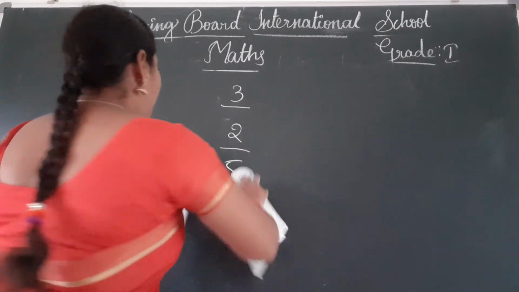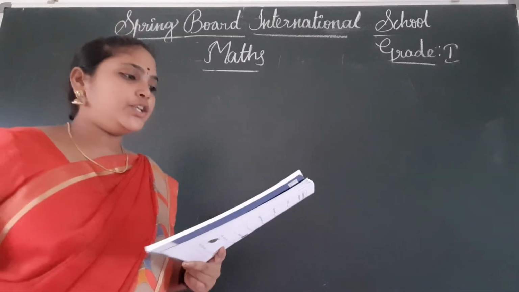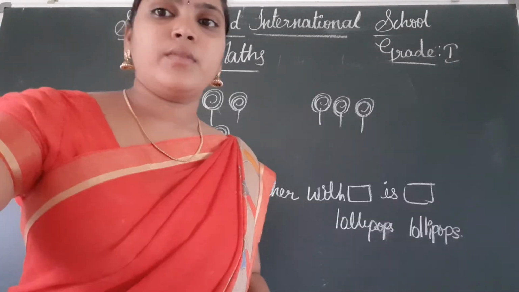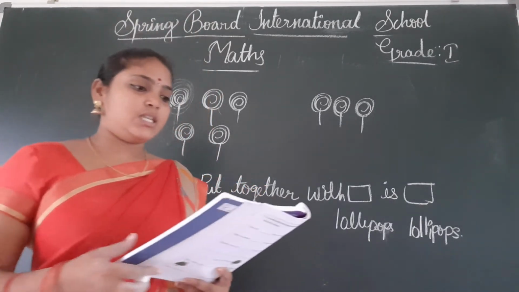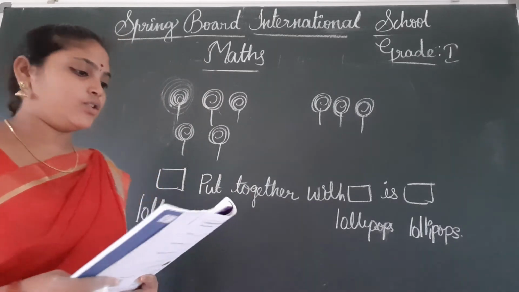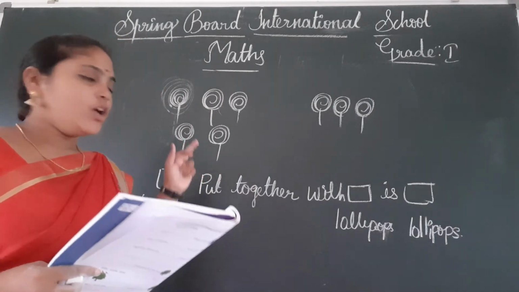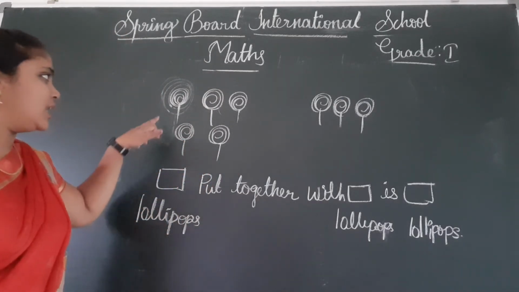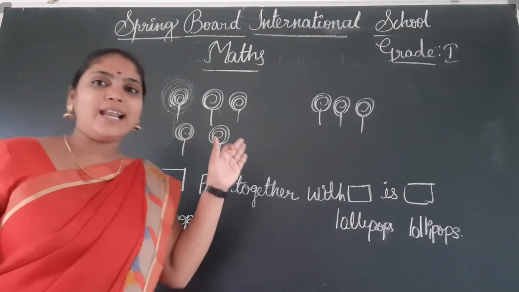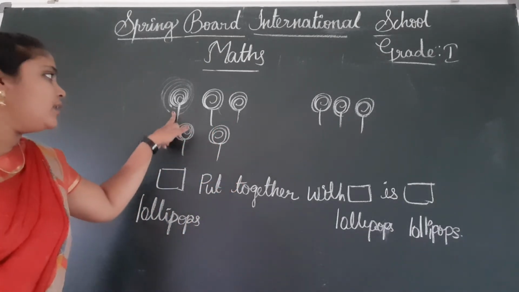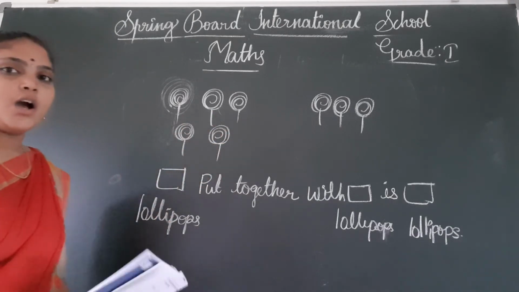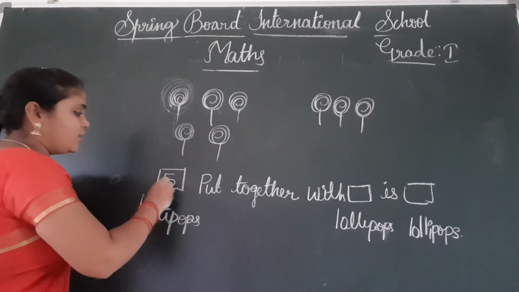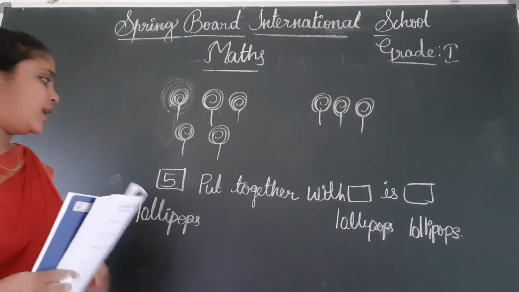Next, count and add. Write your answer in the square, complete the sentence. Okay children, count and add. So first here you have to observe, children. What are these? These are lollipops. 1, 2, 3, 4, 5. How many lollipops are here? 5. You have to write the number 5.